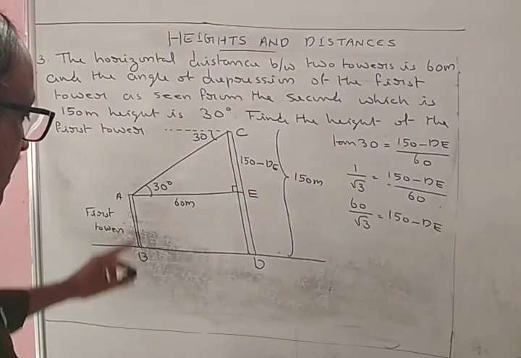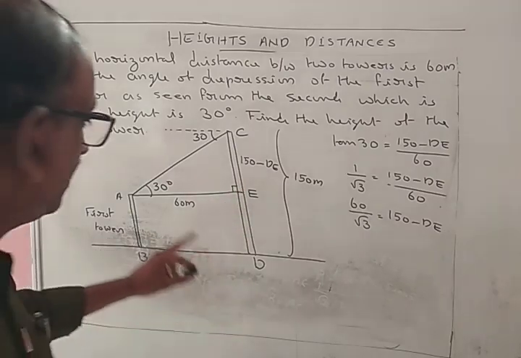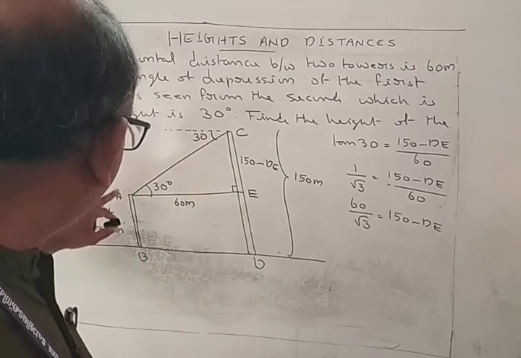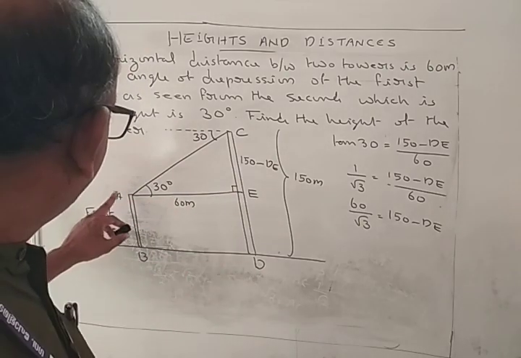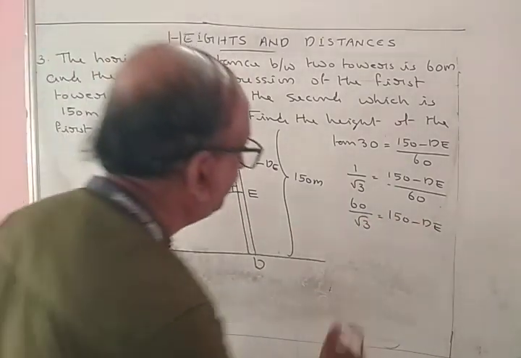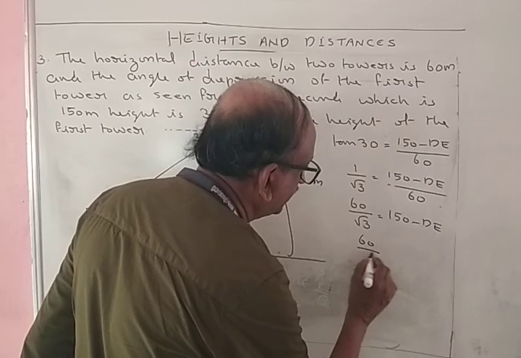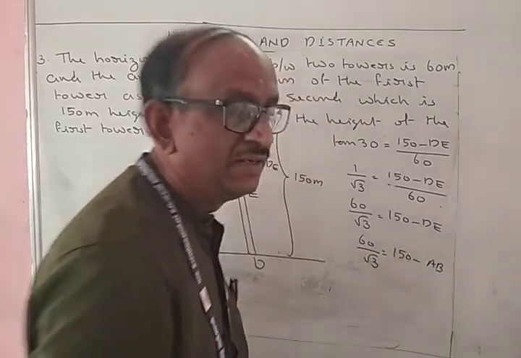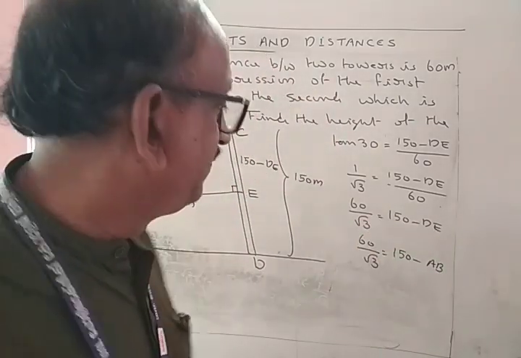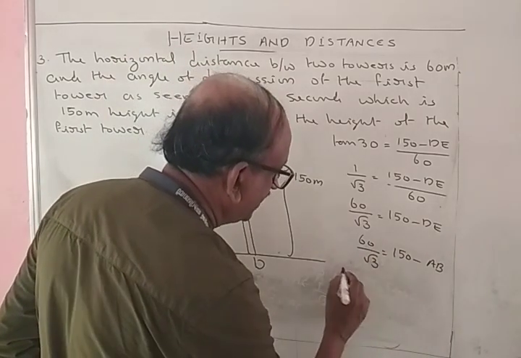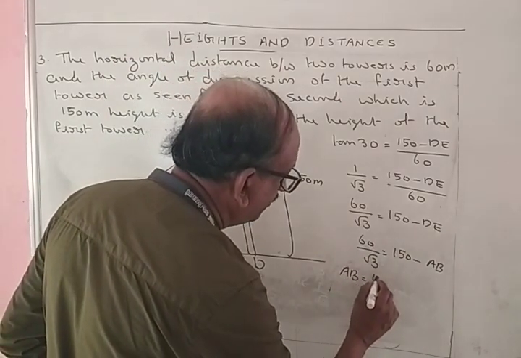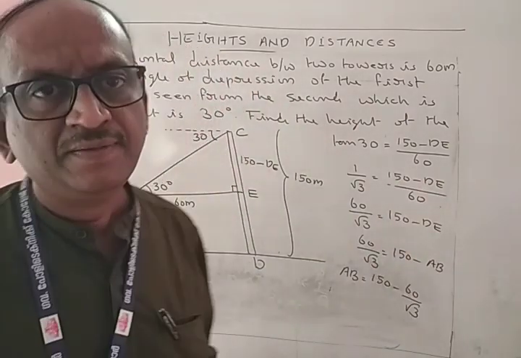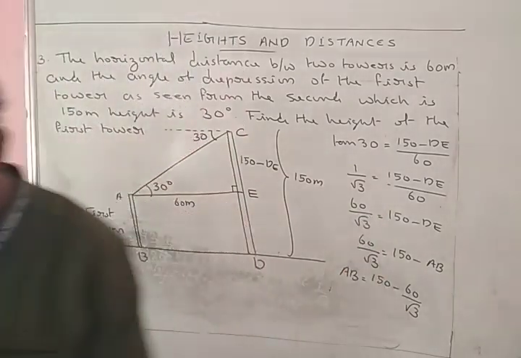The height of the first tower is AB, which is the same as DE. These two are parallel, therefore this height is the same as this height. Therefore AB and DE are the same. Replace DE by AB. 60 by root 3 is equal to 150 minus AB. Then transposing to the left side, AB is equal to 150 minus 60 by root 3. This is the answer. This is the height of the first tower.